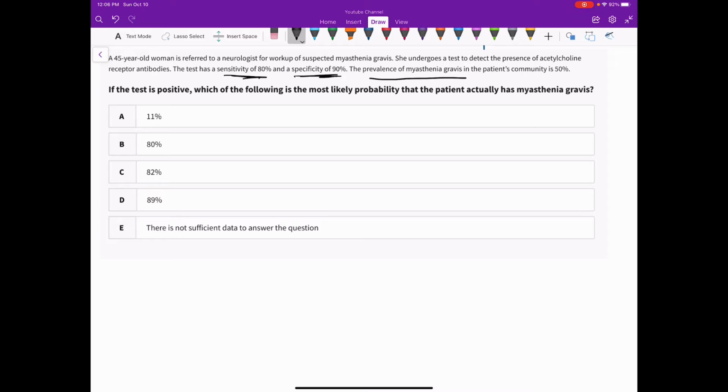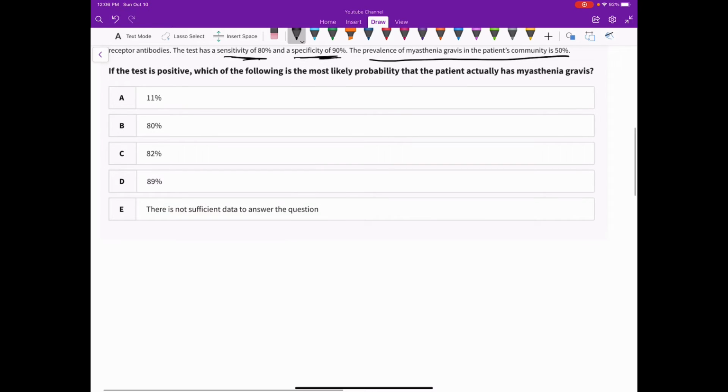Okay, so we have all this stuff. If the test is positive, okay, so they're asking for something positive, which of the following is the most likely probability that the patient actually has myasthenia gravis? Okay, so what are they asking us for? Well, they're asking us to find the positive predictive value. Remember PPV. Okay, so does the prevalence matter to us in this scenario if we're looking for PPV?